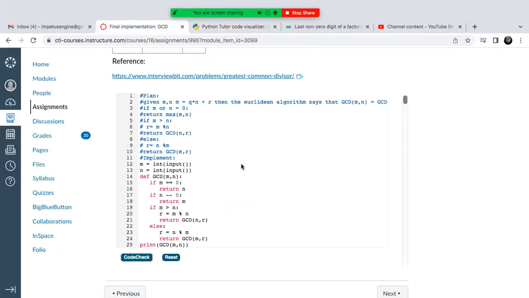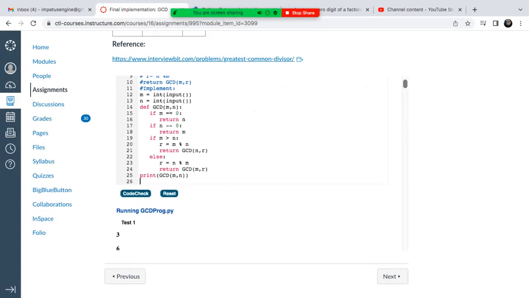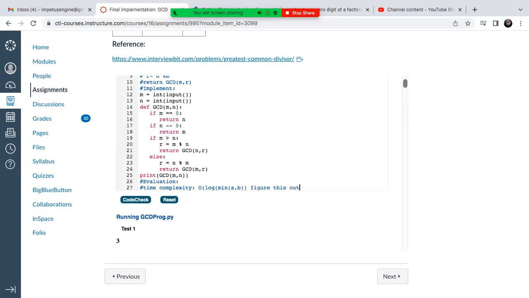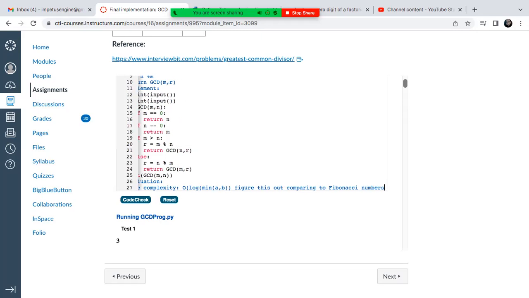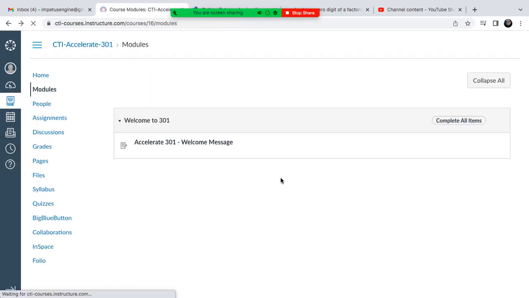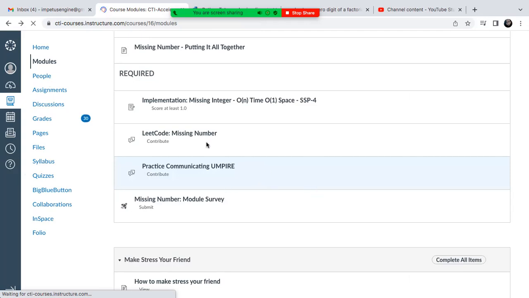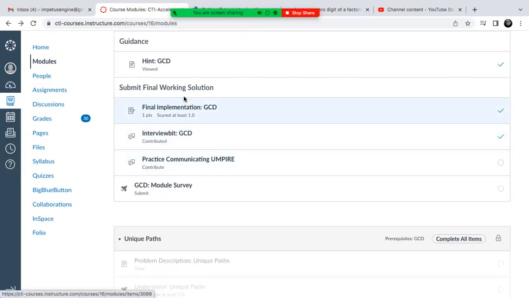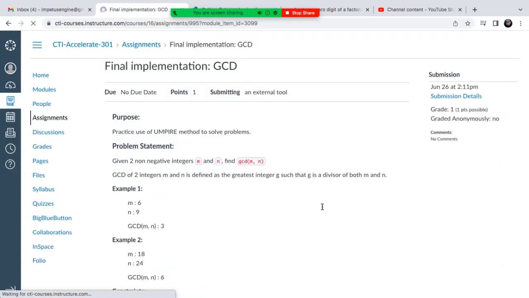Now we can go back and talk about the evaluation. The time complexity is O(log(min(a, b))), and you can figure this out by comparing a and b to Fibonacci numbers. Let me go back to the final implementation.